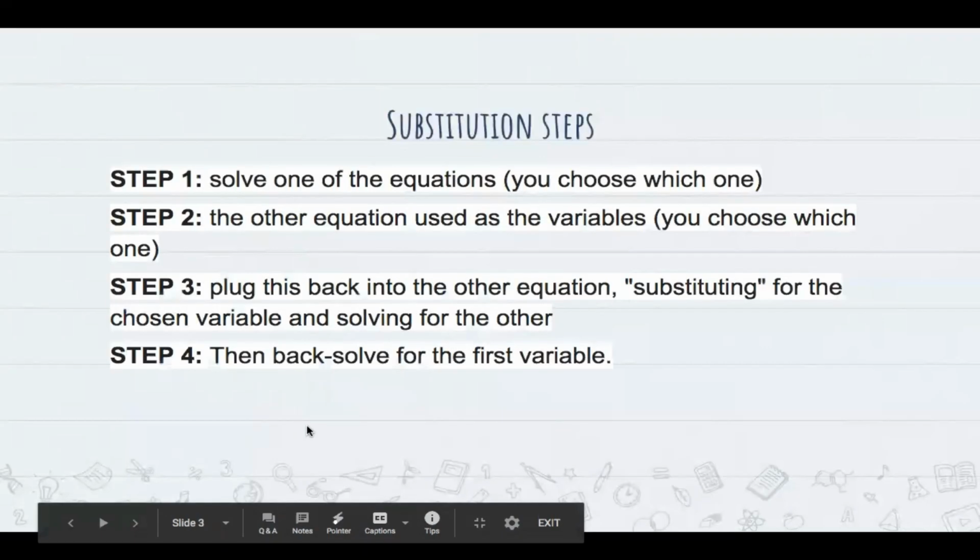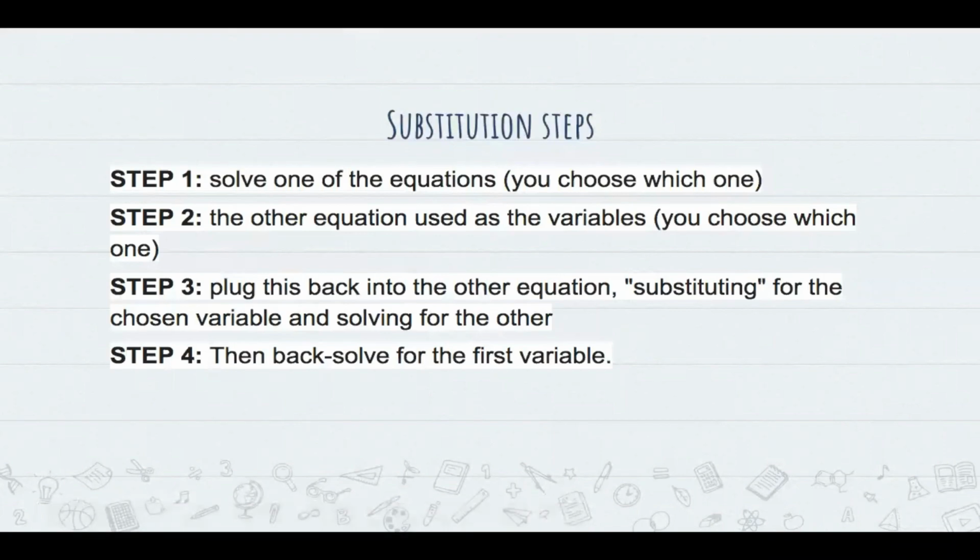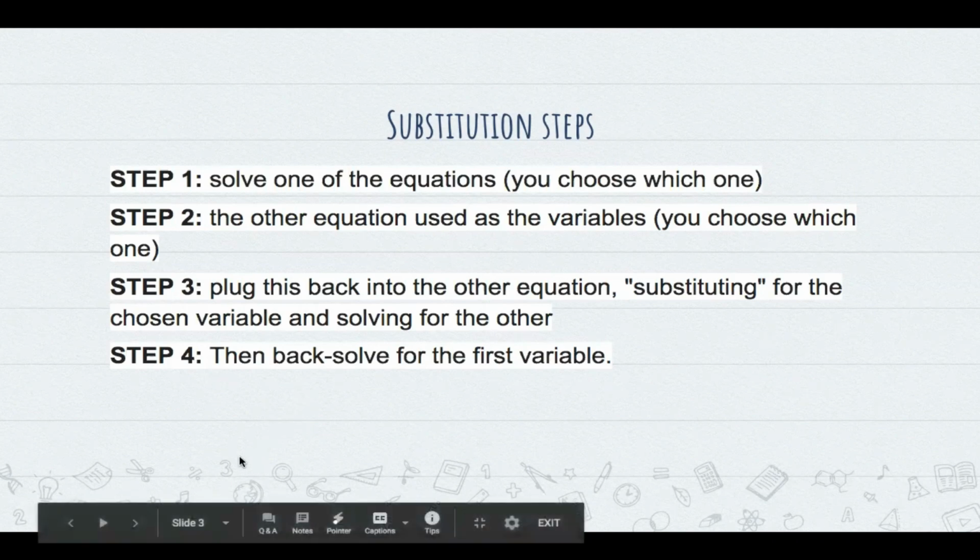First, we're going to be reviewing substitution. These are the steps. First, we have to solve one of the equations. You can choose whichever one. And then in the other equation, you use the variable. You substitute the equation you solved into that variable and then solve it back for the first variable that you didn't solve for in the beginning.